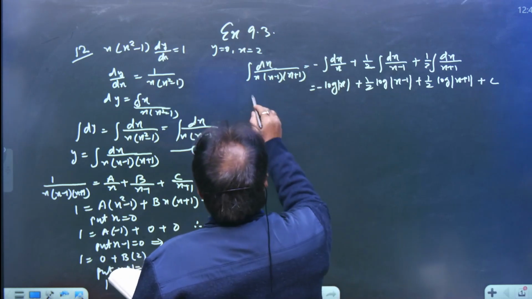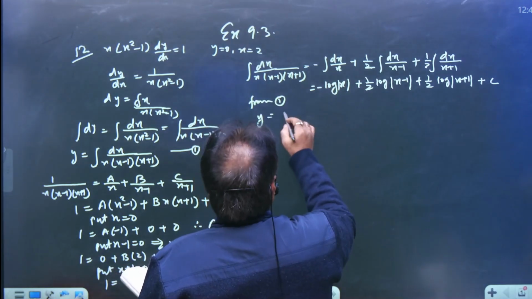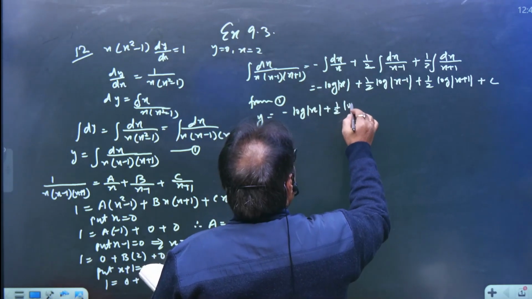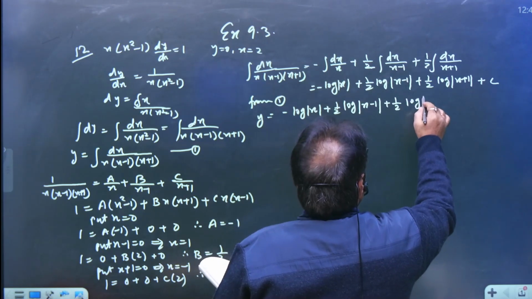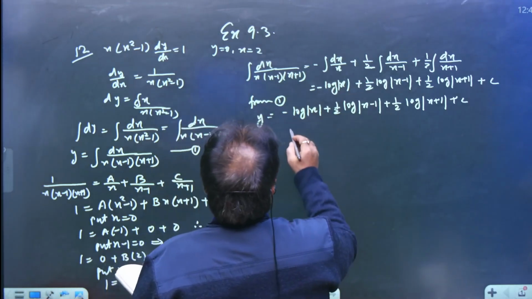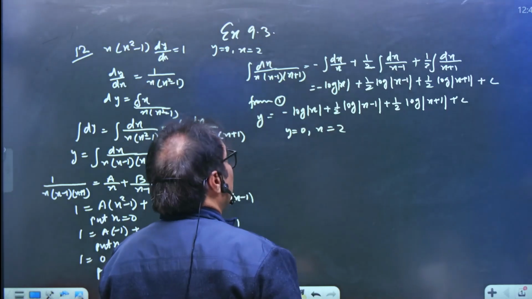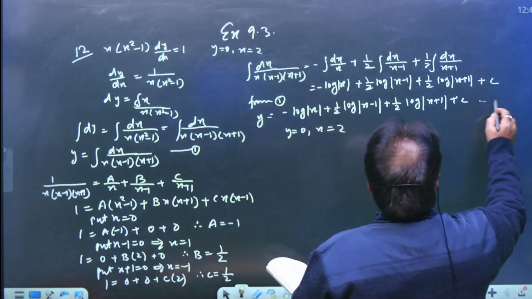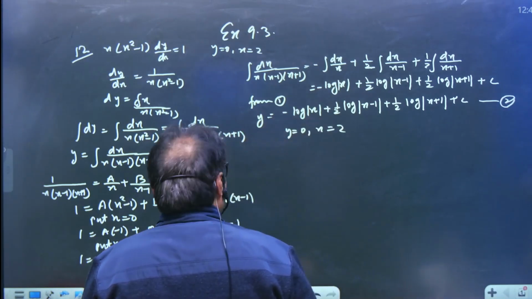So from first, y is equal to minus log modulus of x plus 1 by 2 log modulus of x minus 1 plus 1 by 2 log modulus of x plus 1 and plus c. And now put when y is equal to 0 and x is equal to 2. This is the case of particular solution, and find the value of c, and after getting the value of c, put it in the second result. That will be our final answer.